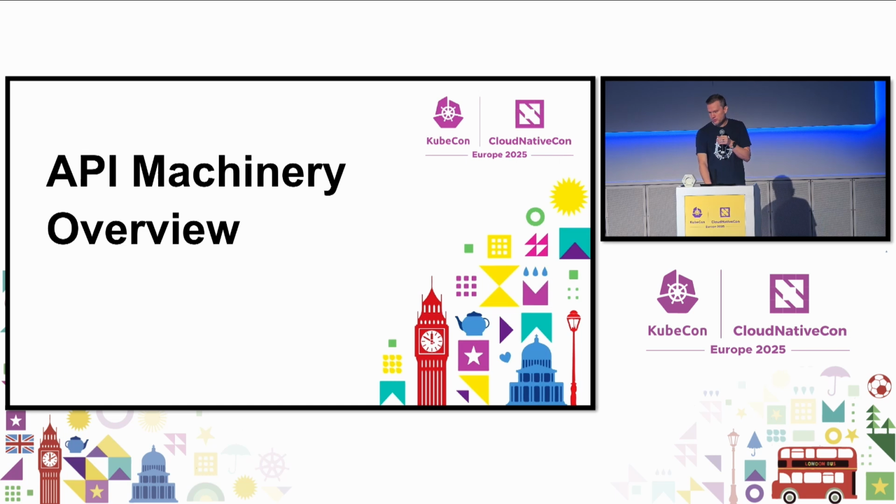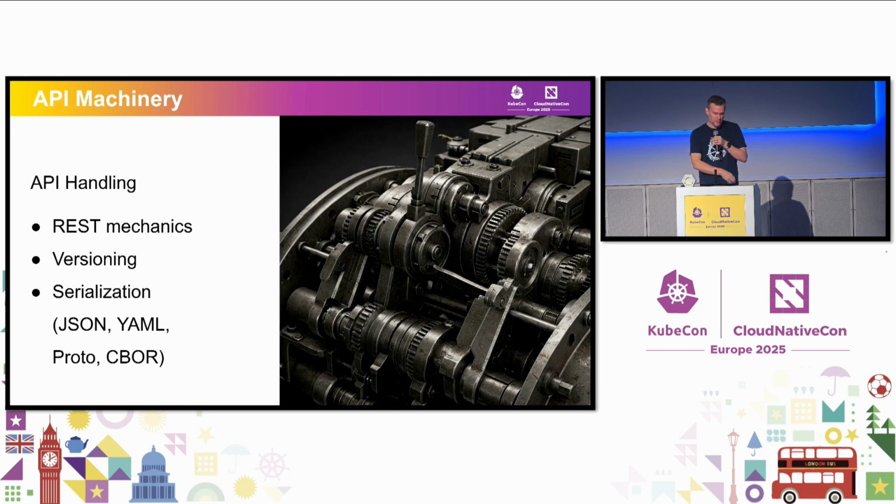So let's look at what API Machinery is. It's a broad, cross-cutting SIG, so it has a lot of different responsibilities. Our core responsibility is the REST mechanics of the Kubernetes API. That includes everything involved in defining a REST API: the versioning, the serialization protocols, resources, sub-resources, all of that.